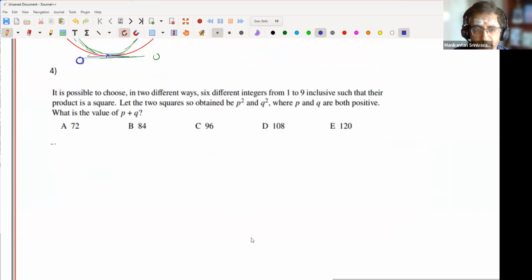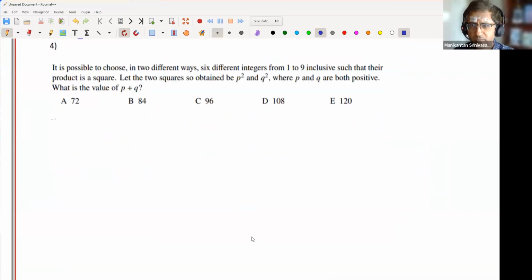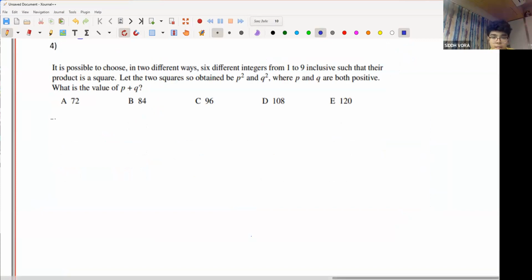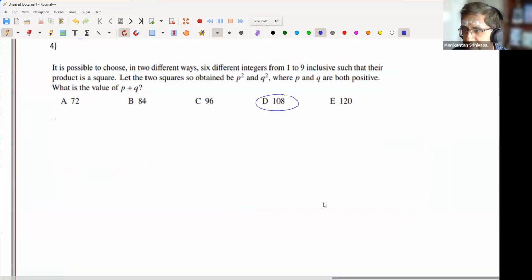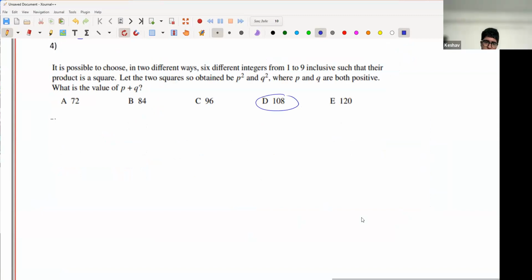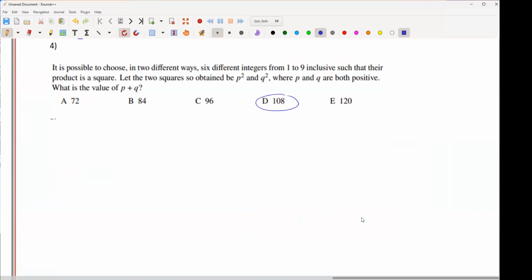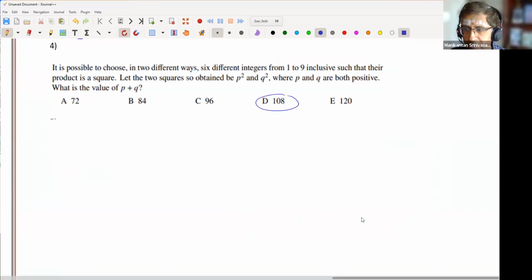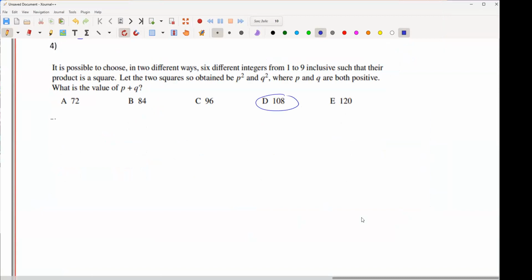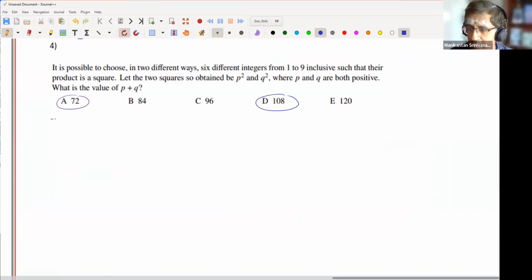Siddharth, did you do this one? Question 4? Yes, sir. I got 108. Anyone else with the same answer? Same. Okay, Manan, how about you? I got 72 for this one. Okay, are you able to turn on your video, Manan? It's on. Somehow I can see everyone else. I cannot see you. Wait, I'll try.